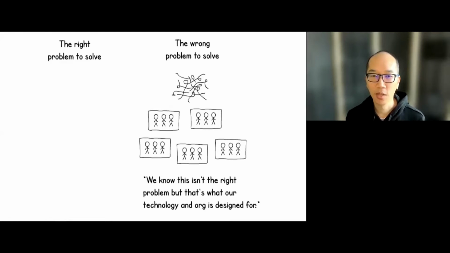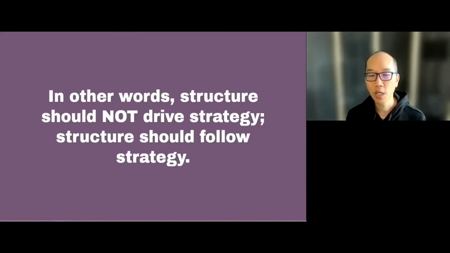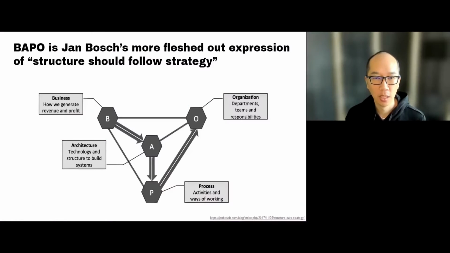And this all seems like nonsense. Alfred D. Chandler Jr. has a quote I like: "Unless structure follows strategy, inefficiency results." In other words, structure should not drive strategy. Structure should follow strategy. And BAPO is essentially Jan Bosch's more fleshed out expression of that phrase, structure should follow strategy. So let's break this down.